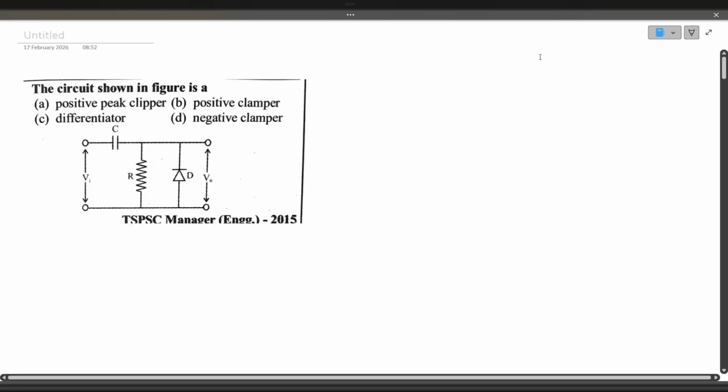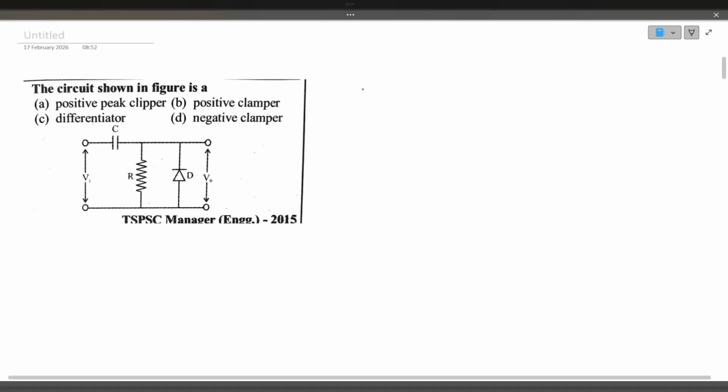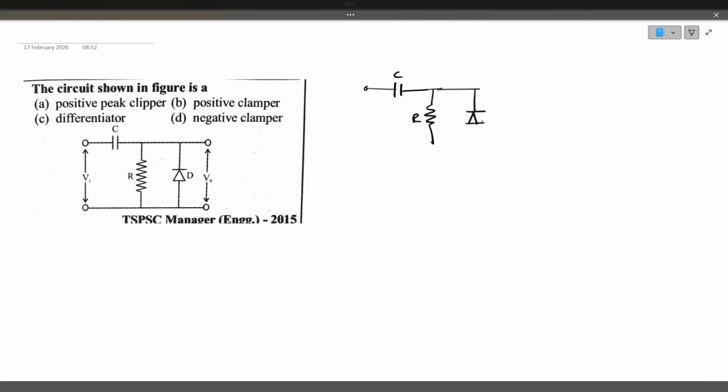Coming to the first problem, the circuit shown in the figure is a... So the circuit shown in the figure is nothing but a positive clamper. There is a capacitor, resistor R, and diode D. This is the circuit. If you observe carefully, this is the input voltage.